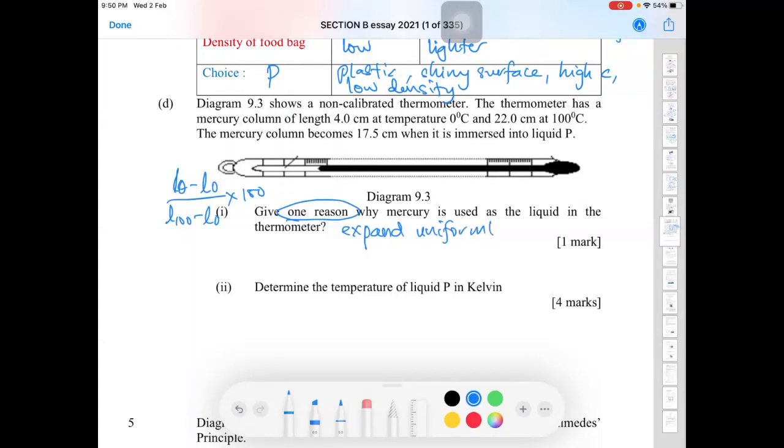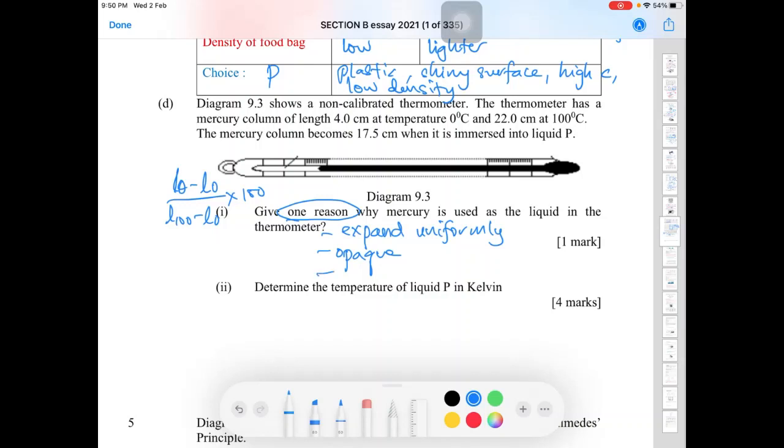Okay, uniformly. Maksudnya kalau you panas, dia akan increase 1 degree Celsius, 2 degree Celsius, 3 degree Celsius. So dia tak expand 1, 5, 10. Dia akan increase uniformly. So that's why we use mercury. Okay, lagi satu, mercury is opaque. Jadi opaque, easy to see. Sebab the color of the mercury make it easy for you to see. Kalau you guna water, you tak nampak sangat the level dia tu bila dia increase the temperature.